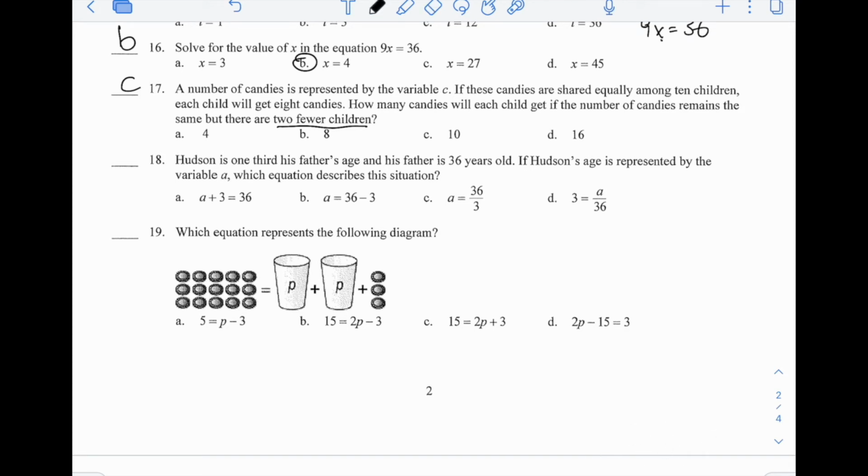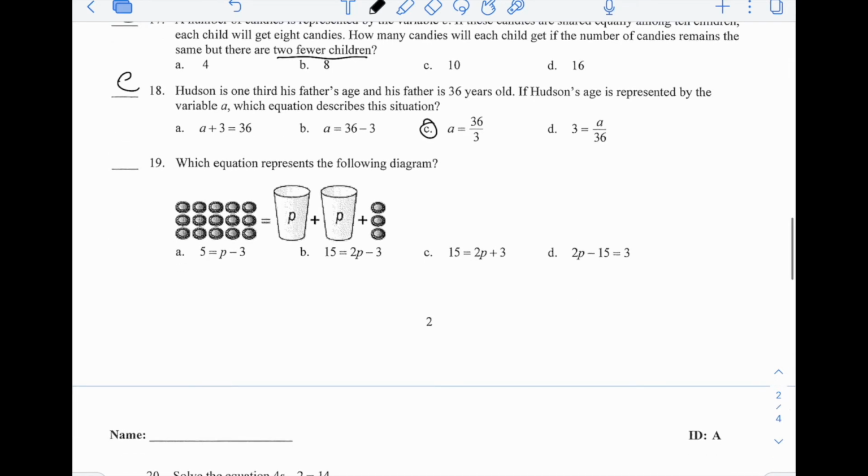Hudson is 1/3 his father's age, and his father is 36. If Hudson's age is represented by the variable a, which equation describes this expression? He's 1/3 of his father's, so you're going to divide his father's age by 3, and his father's is 36, so this has to be C. His age is 1/3 of 36. What's 36 divided by 3? So Hudson is 12. So it's C.